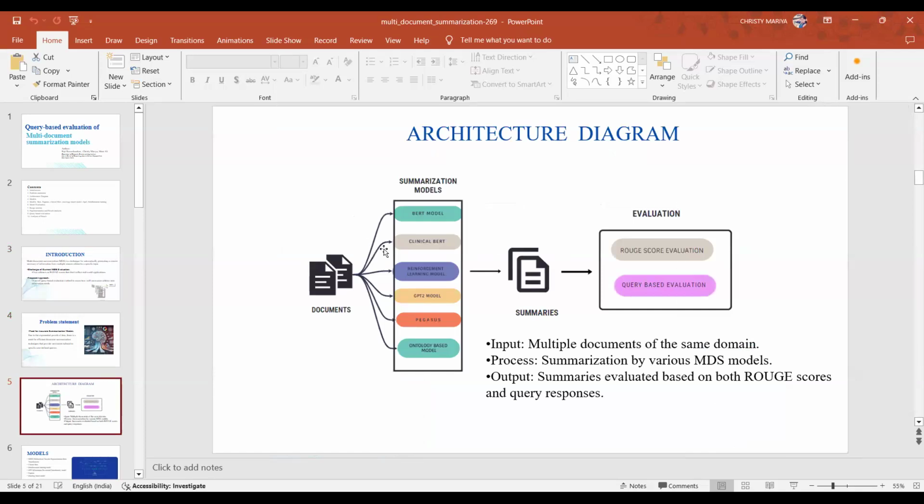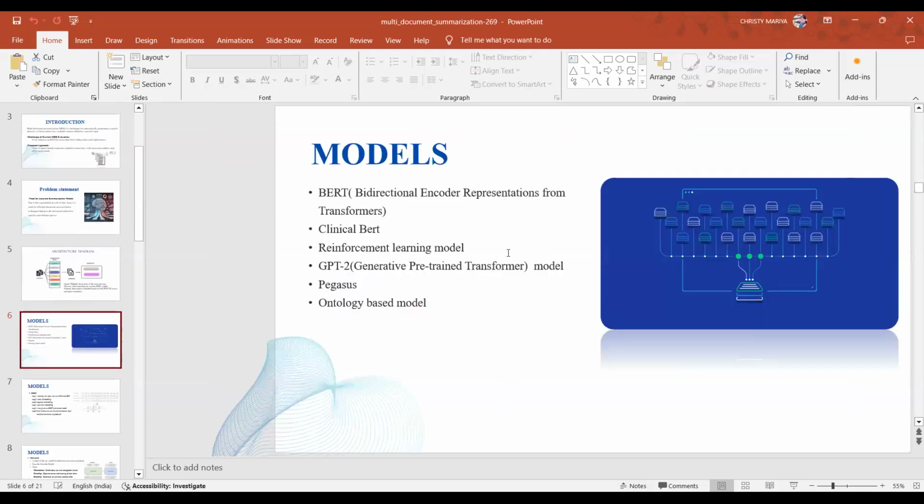The architecture diagram of the model is that if we have multiple documents related to the same domain, they will be passed through different summarization models like BERT, Clinical BERT, reinforcement learning, GPT-2, and Pegasus. These are the summarization models that we used for summarizing our documents. Each model will produce summaries of individual documents, and these summaries will be passed to evaluation methods like ROUGE score evaluation and query-based evaluation. Comparing both evaluation methods, we will find out which summary produced by which model is the best. That is, whether the BERT model summary was best, or the clinical one, or another; which one will produce the best summarization. That is why we are using evaluation methods.